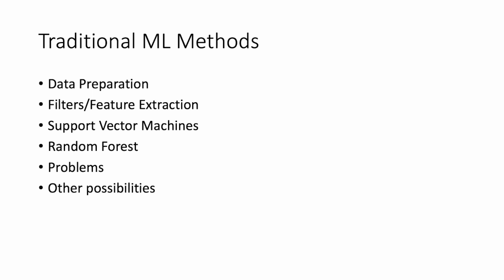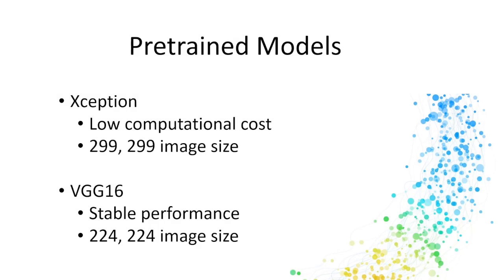Now I will turn it over to Travis to talk about his portion of the project. Thank you. In this section, the focus is on pre-training models and utilizing transfer learning to apply them to the Animal-10 dataset. Two pre-training models used are Xception and VGG16.